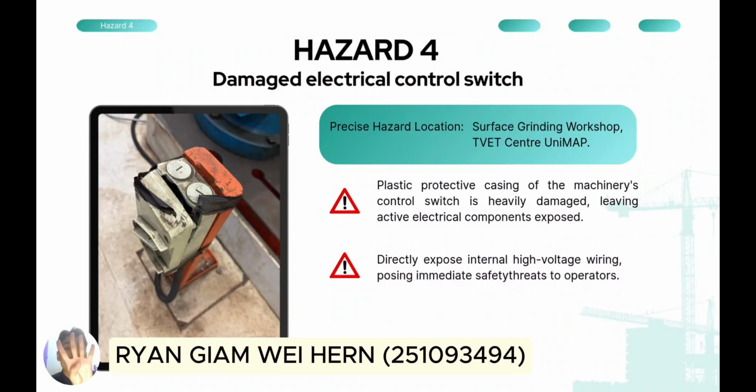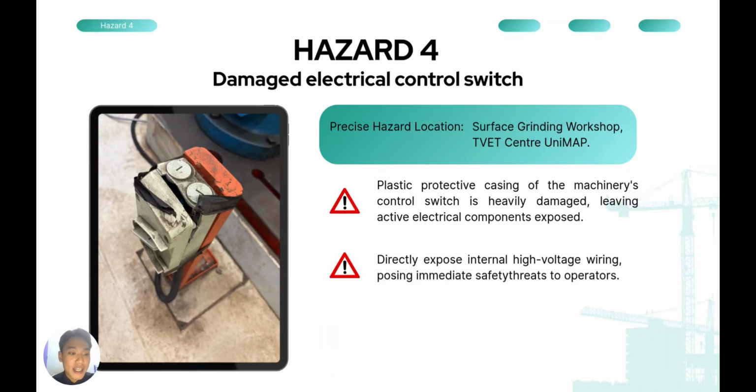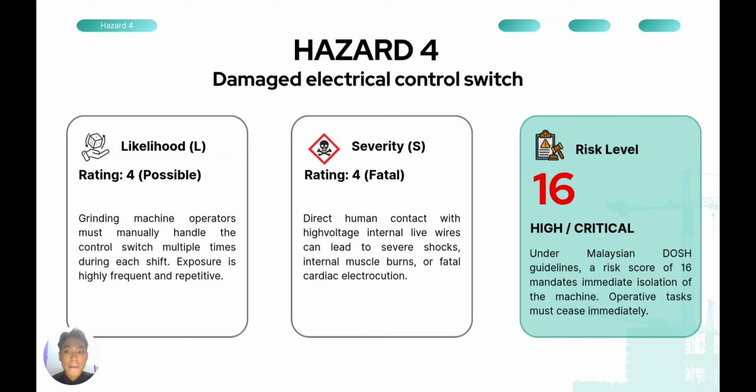Moving on to hazard 4. It is located in the surface grinding workshop. As shown on the slide, the plastic protective casing of the electrical control switch is heavily damaged and is held together with electrical tape. This leaves the internal high voltage part fully exposed to anyone using the equipment.